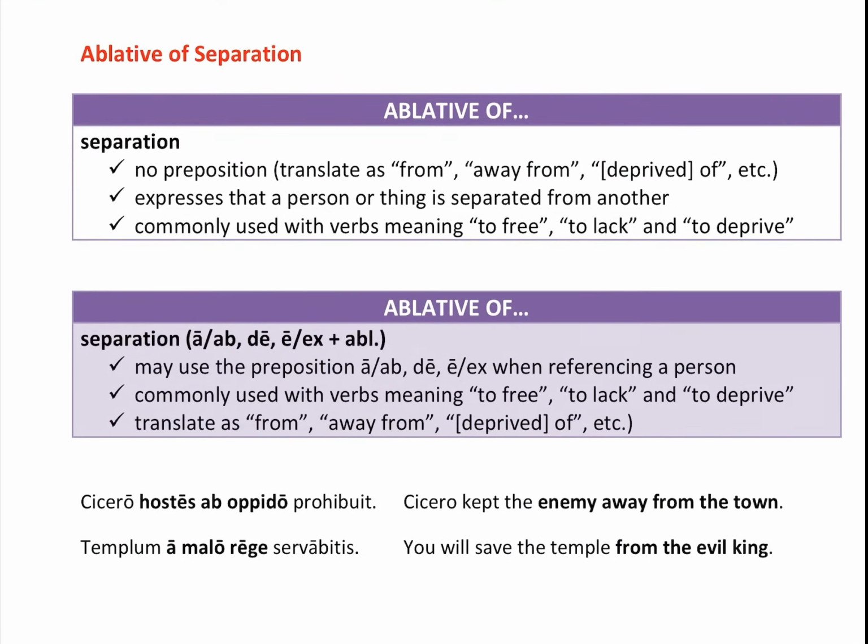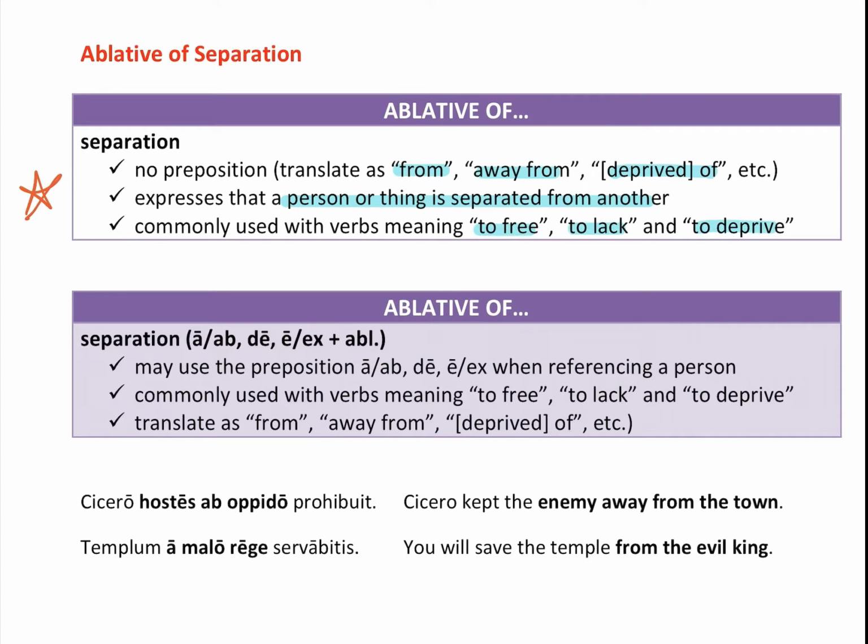All right. Ablative of separation. This one again we had last week. So first one, make sure this is all in your chart. We have another use of ablative of separation. It still is an ablative of separation and still has the same meaning. It's used without a preposition when a person or thing is separated from another. It's translated as from, away from, deprived of, etc. Remember the verbs that we had in Chapter 9 that meant to free, to lack, and to deprive.